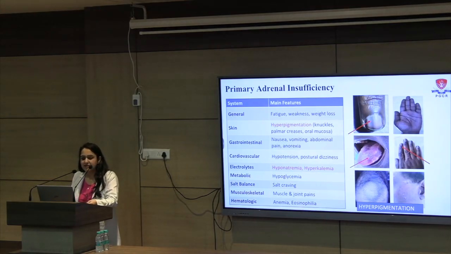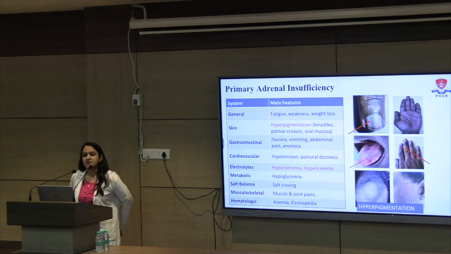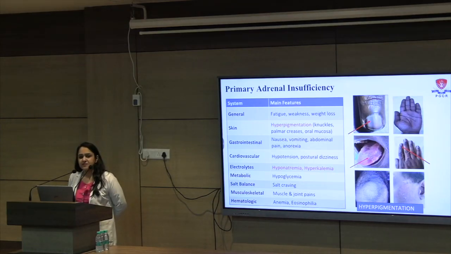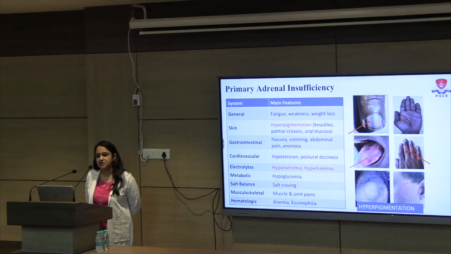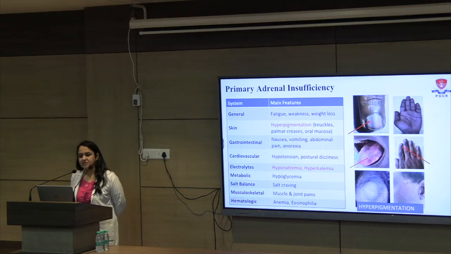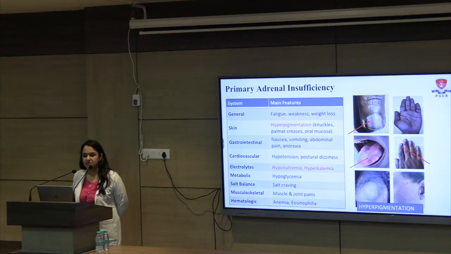So primary adrenal insufficiency is called Addison's disease, and it depends on the etiology. In the Western world, the most common cause is autoimmune. In Indians, in developing countries, the most common cause is tubercular. However, the spectrum is now changing. But primary adrenal insufficiency is called Addison's disease, and when we have a crisis, then it's called an Addisonian crisis.